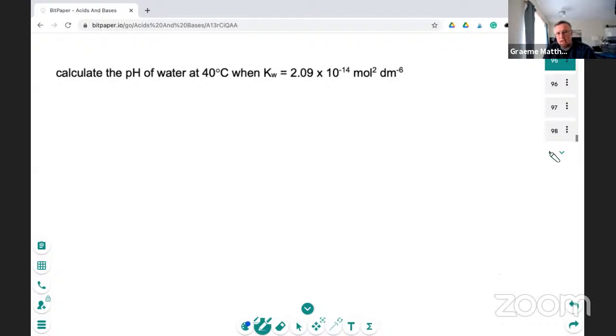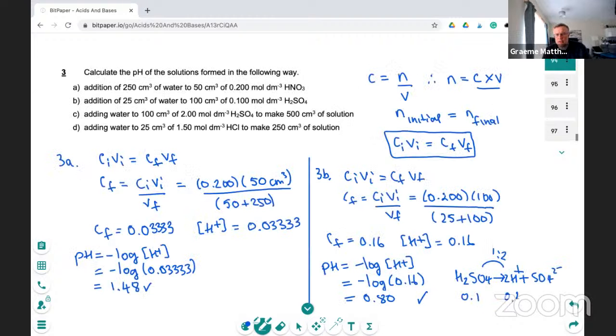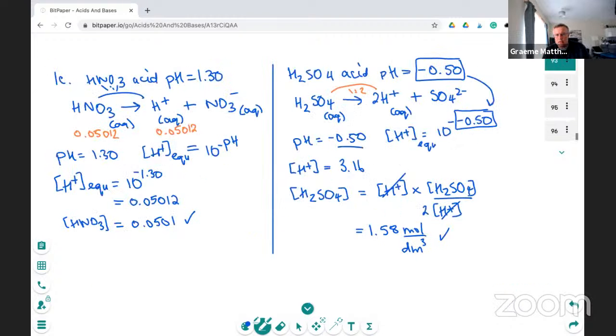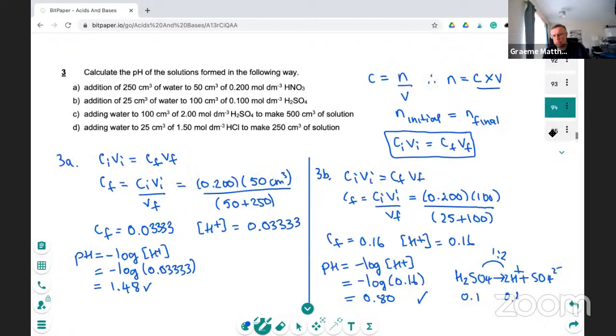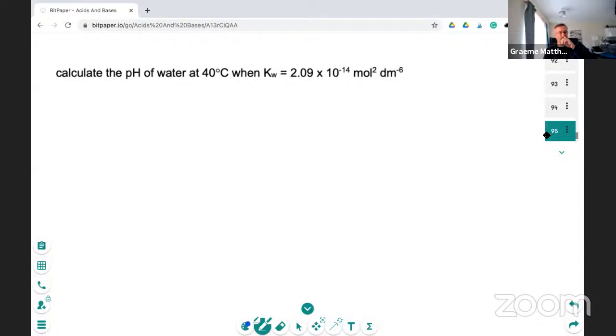All right, so here we go with this one then. Yes, I did promise you, chemists, this one. The one with the Kw of water at a different temperature. Chemists, they do enjoy putting this on the test. They just do. All right, so it says calculate the pH of water at 40 degrees when the Kw is this.